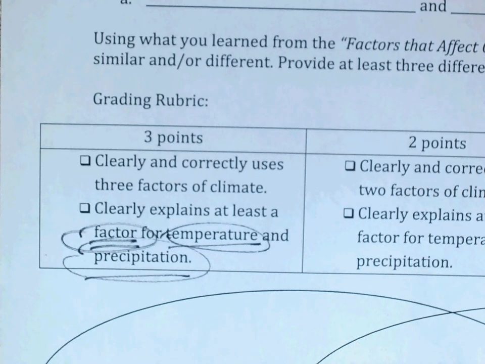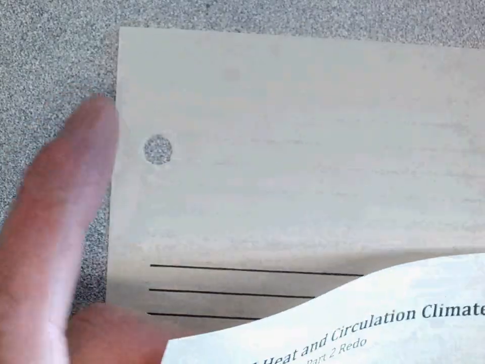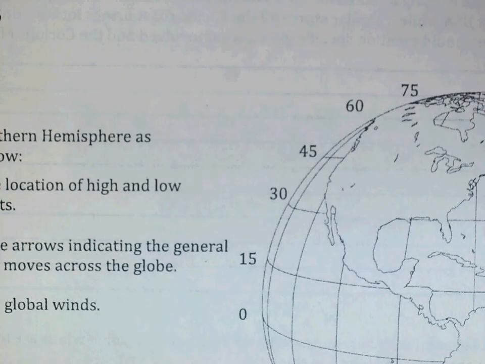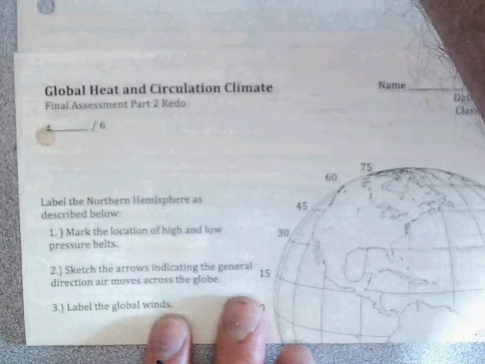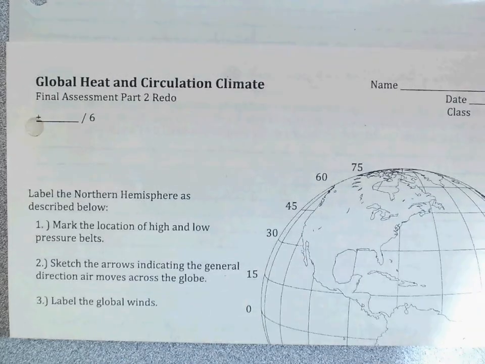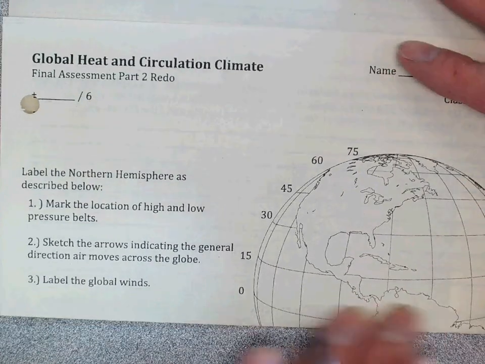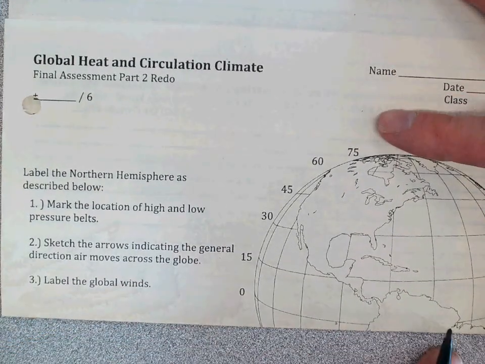So the other part of the test, we had the retake parts. For the first part of that, you had to kind of show some air movement around the globe. So I'll talk about that real quick. The first part said mark the location of high and low pressure.